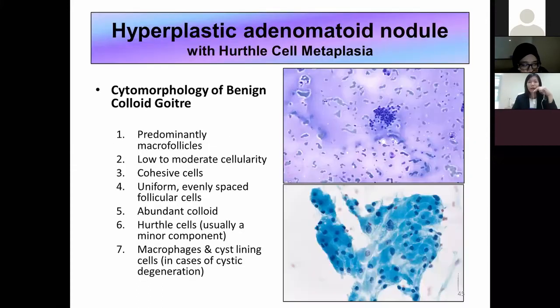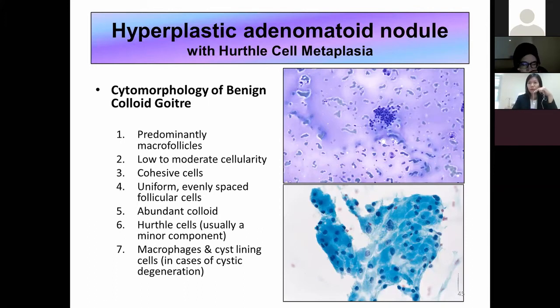Hurthle cell neoplasia. All right, there's another entity which mimics HCN, a benign colloid goiter with Hurthle cell change. Also, this one usually is very easy to diagnose, but at times it could be difficult when the smears and the aspirate are not very good. In this entity, we see predominantly macrofollicles with abundant colloid at the background. Hurthle cells are usually a minority component as well. In case of cystic degeneration, you may see some macrophages.